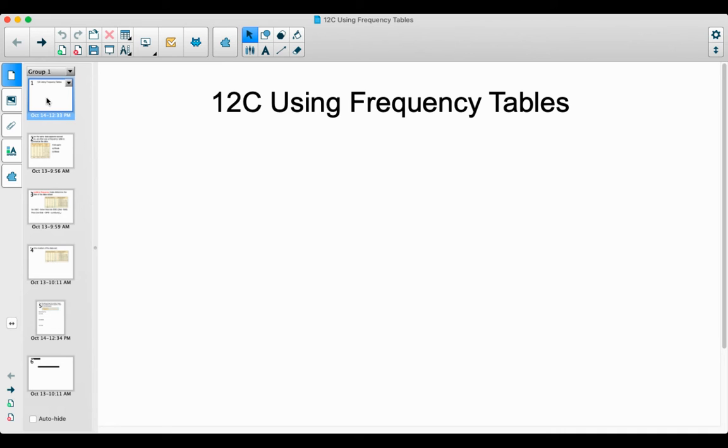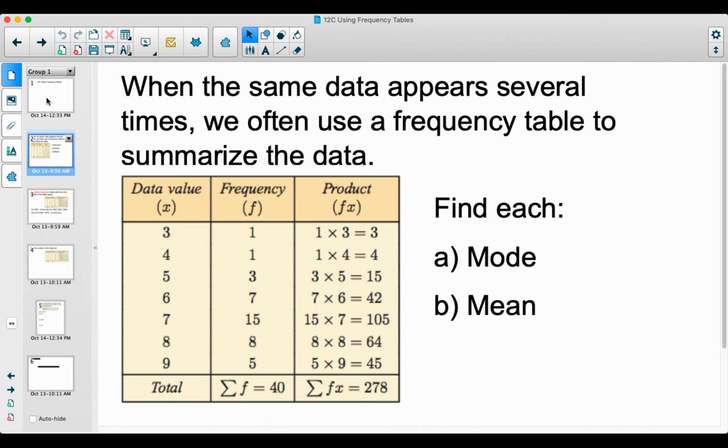Okay, in this video, we are going to look at 12C, which is using frequency tables. So first off, what is a frequency table? Frequency is telling you the number of times that data value is actually showing up. So in this example, you see that the 3 shows up one time, the 4 shows up one time, the 5 shows up 3 times, et cetera, et cetera.